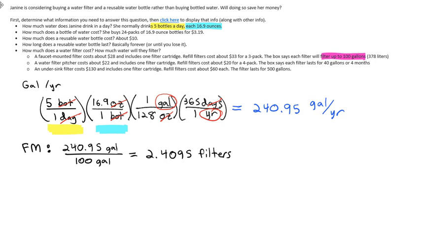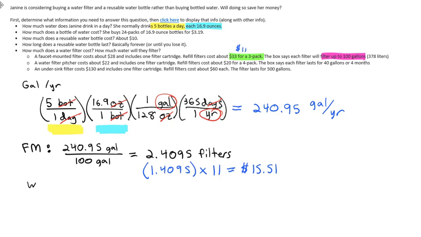Now, one filter comes with the installation, so we don't actually need 2.4. We actually need 1.4095 filters. We use the decimal because the problem tells us in the directions below the answer boxes to do a prorated filter or just the decimal filter. We'll multiply it by the price for the filters. It's $33 for a 3-pack, so 33 divided by 3 is $11 each. So we'll multiply by 11 to get $15.51 spent on filters.